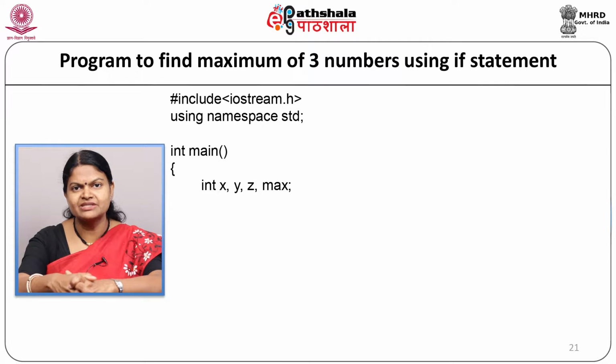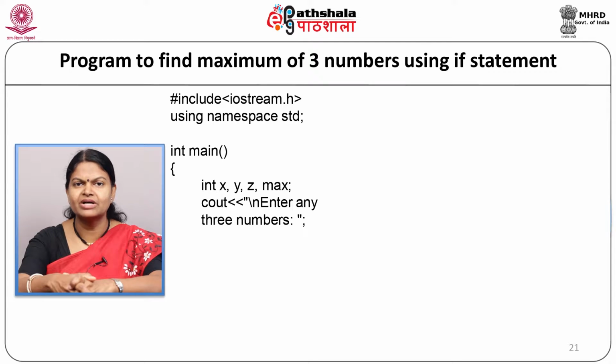Now we will display the message to the user using the cout statement: cout << "Enter 3 values". Then we will take the 3 inputs from the user as cin >> x, y and z. Now we will start with our program logic. The first number we will assign as the maximum. So our statement will be max = x.